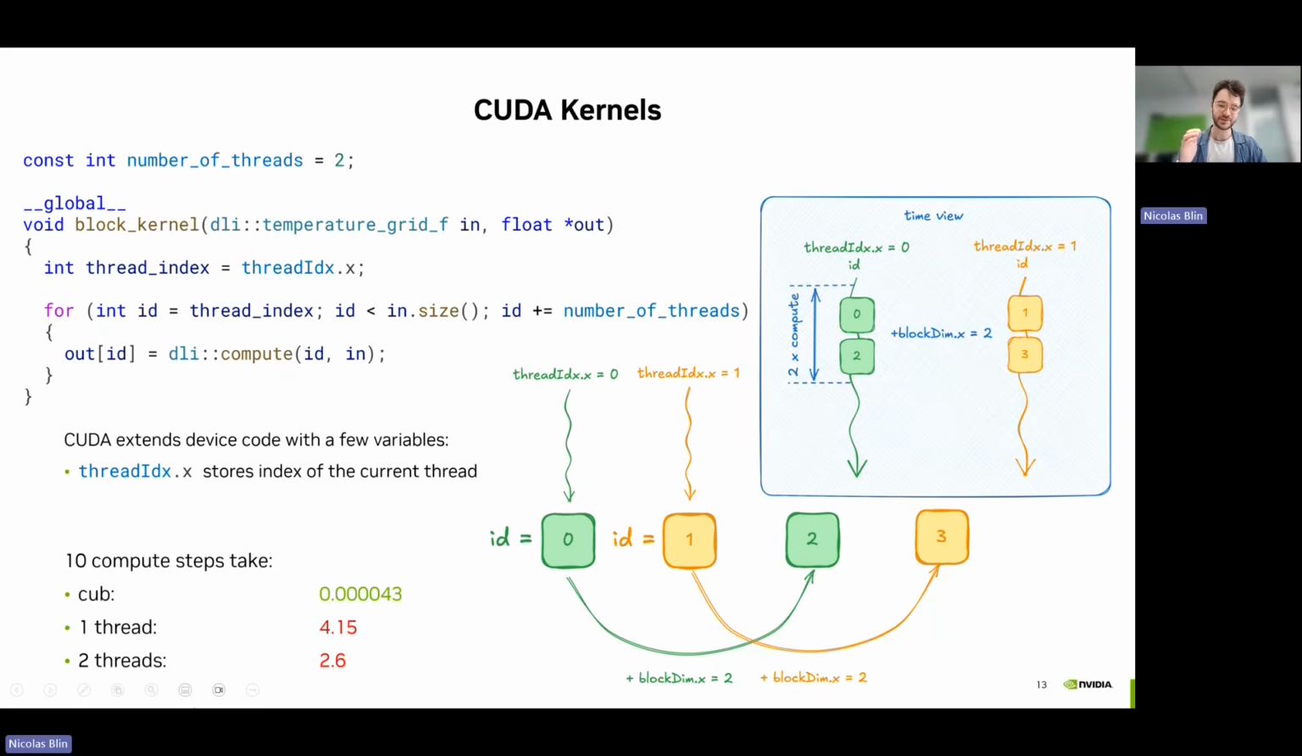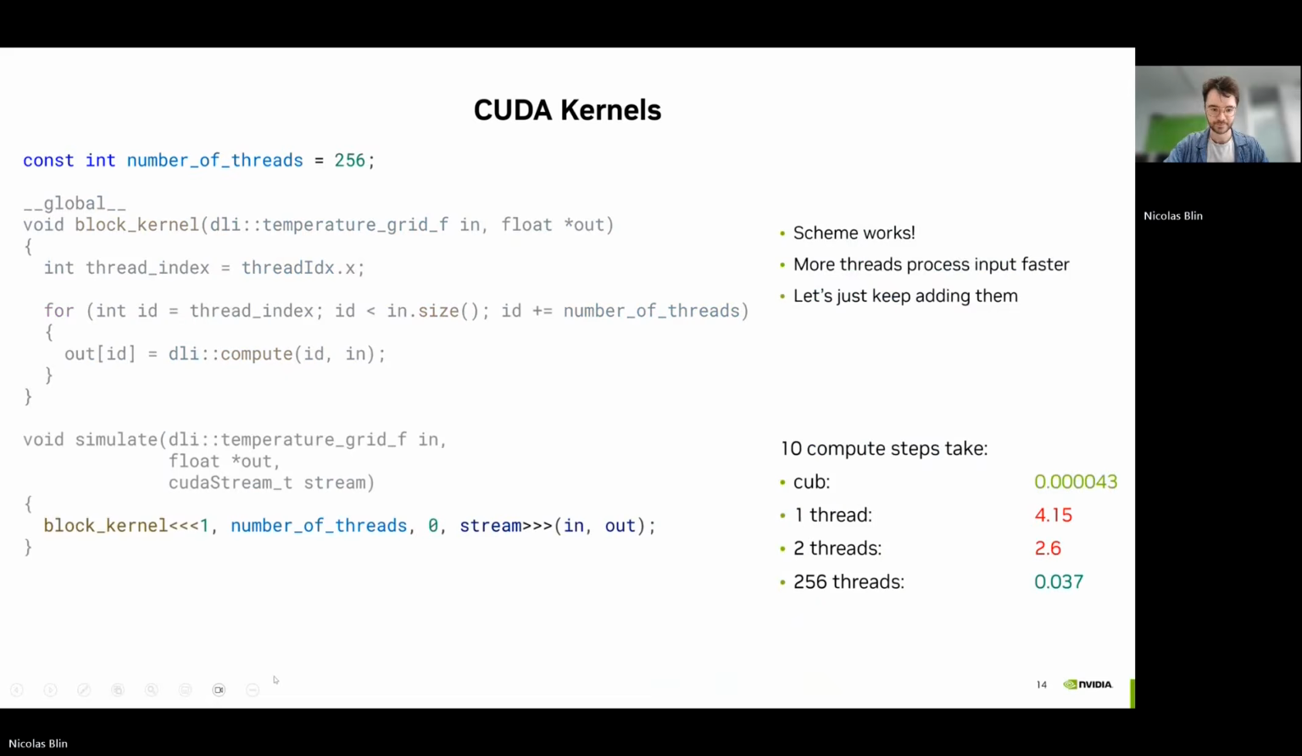So let's try increasing the number of threads working on this CUDA kernel. Here, if we go from 2 all the way up to 256 threads, it goes obviously even faster. Our performance has improved significantly because we're using more threads, but as you can see, we're still very far from what CUDA is able to achieve. So why not just add even more threads?